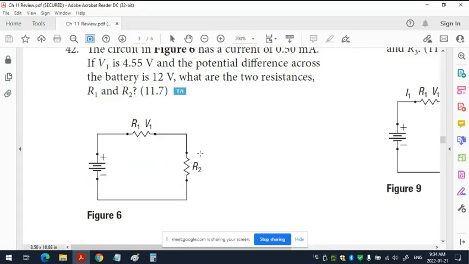Is it 9.1 kilo ohms? I think it is. It is 9.1 kilo ohms. R1 is 9.1 kilo ohms, or 9,100. Okay, what's R2? Come on. What's R2?